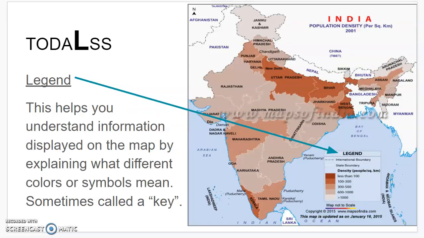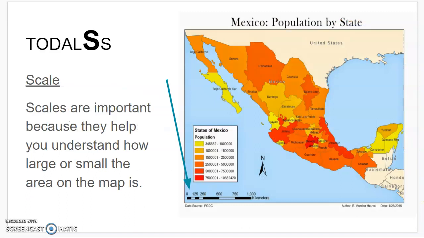After that is a legend. This might be the most important one yet. It helps you understand information displayed on the map. So essentially, the legend breaks down the map's language. If you did not have the legend, you can guess what the different shades of colors mean. You could guess what the different symbols are on maps that use those, but having the legend lets you know exactly what you're looking at and how to interpret what is in front of you.